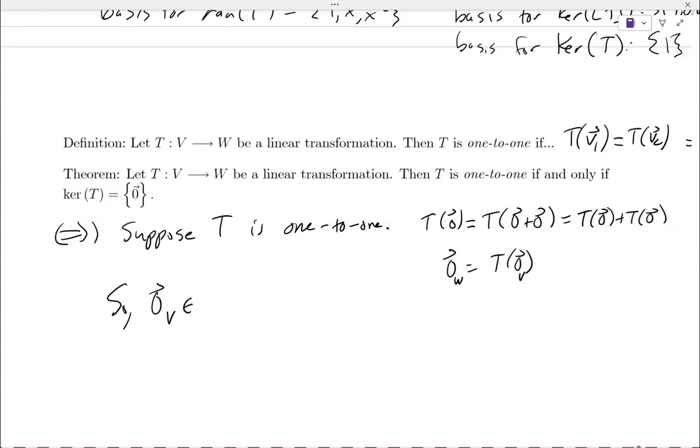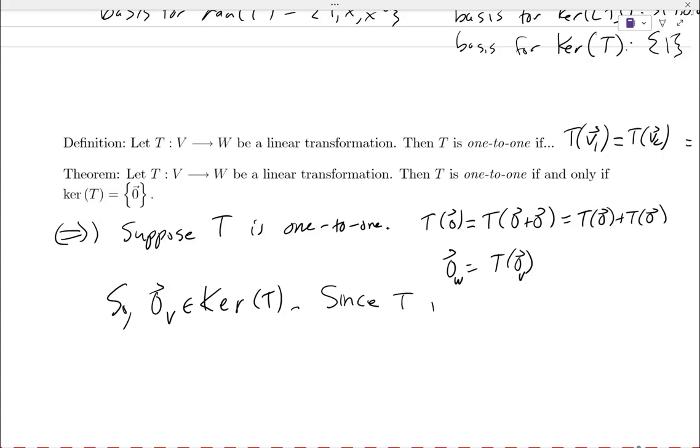What does that have to be in? If I plug the 0 vector in and I get 0 out, where does that live? What space contains the set of everything that goes into 0? The kernel, yeah. So this tells me that this has to be in the kernel. What are we assuming about T here? What kind of a thing is T besides being a transformation? It is one-to-one. So is there anything else that can get mapped to 0? If it's one-to-one, is there anything else that can get mapped to 0? No.